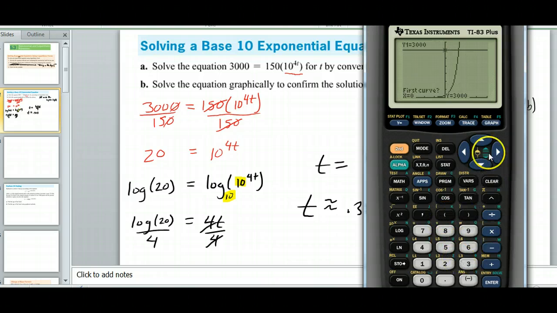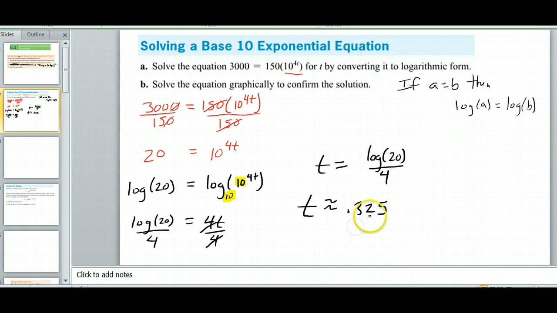So option 5 is intersect. Here's our first curve, that's the y equals 3,000. Our second curve, that's the exponential that we're looking for, and our guess somewhere around there. That's about as close as we can get. Alright, and then there's that 0.325 number that we saw again. So this is accurate.